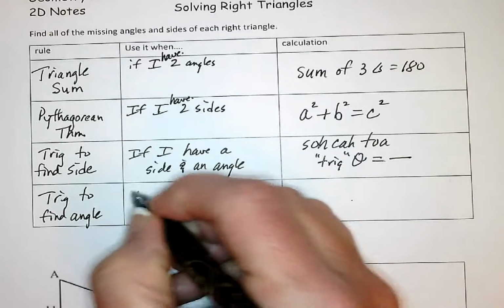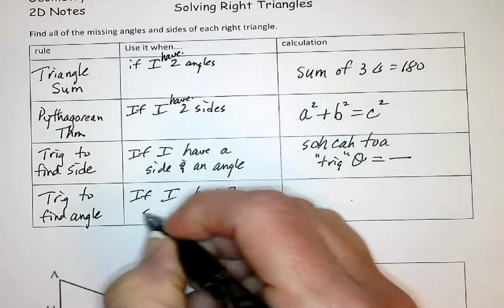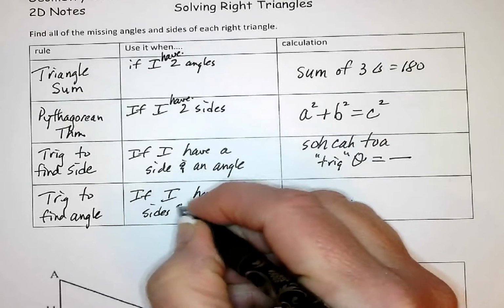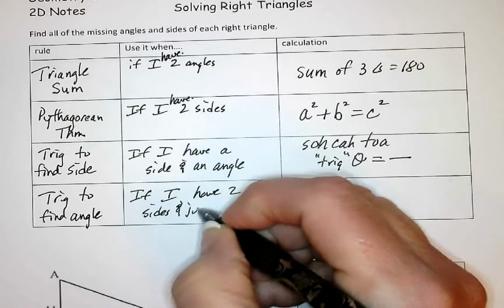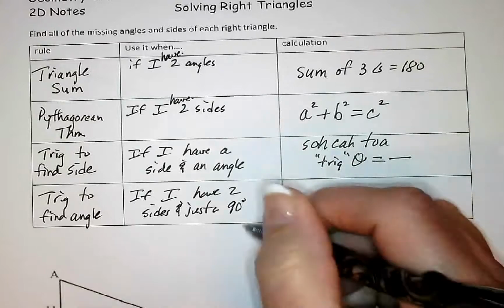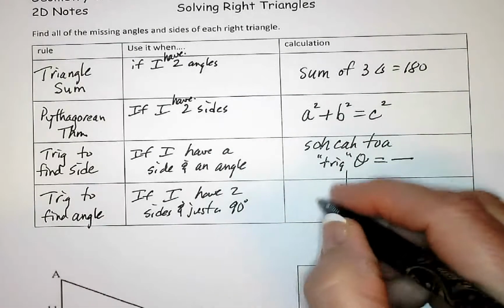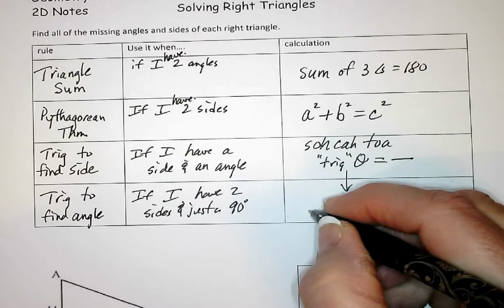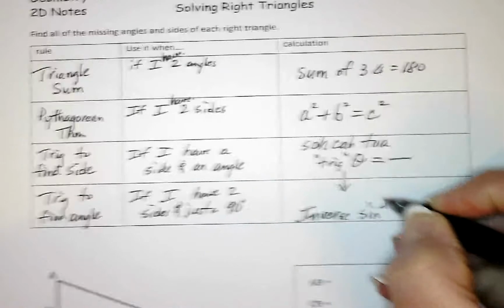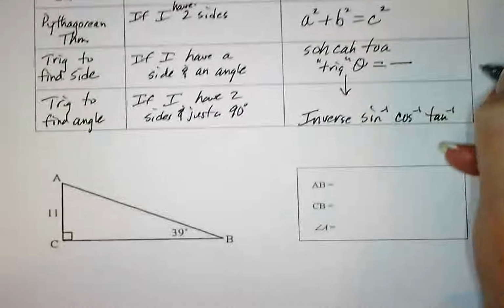So in this one, if I have 2 sides and just a 90, in other words, if I'm looking for those acute angles, that's what I would do. So this is the same thing as down here. Just as a remembrance that to find an angle, I'm using the inverse button, such as sine -1, cosine -1, tan -1.